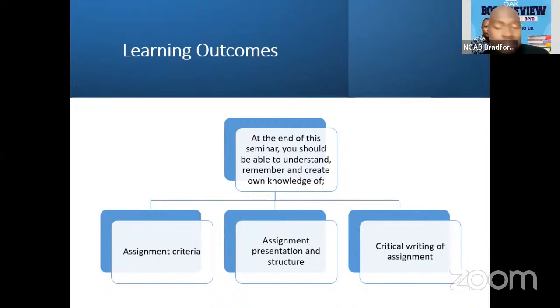Now, because of our time, we might not look at the third one, the critical writing of assessment. That is why I said we are going to be organizing another session to look at the critical writing of the assessment. But today I'll explain some of the aspects, what you need to do so that you can kickstart your assessment. And for those at the University of Bradford, I'm sure your assessment submission will be around the first or second week of January. So by now, you need to start.